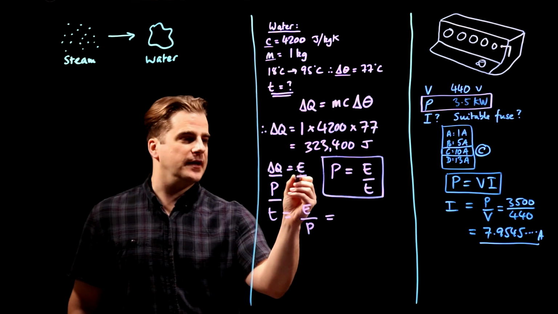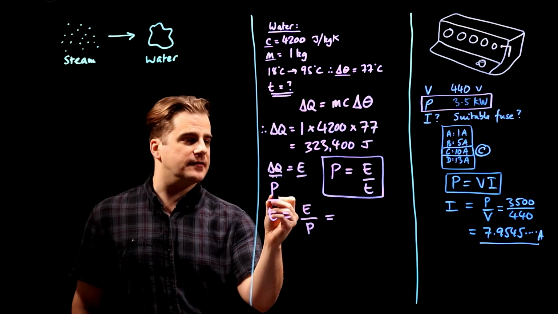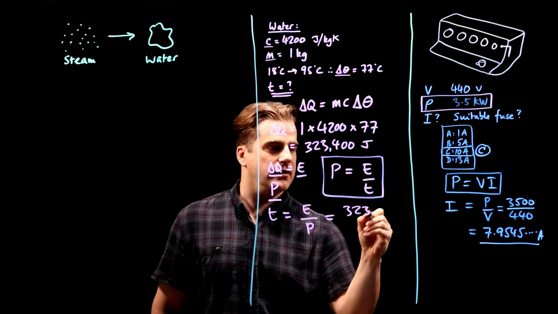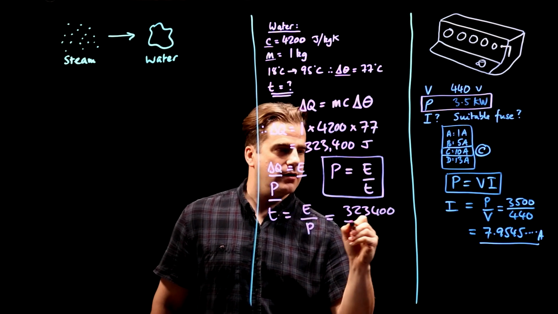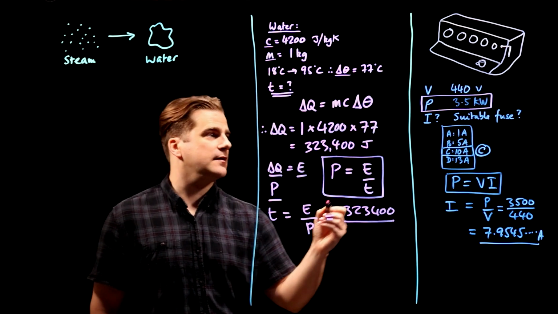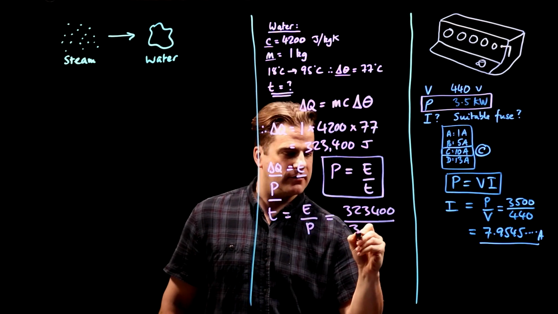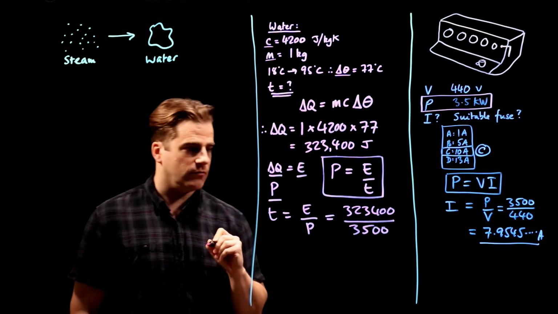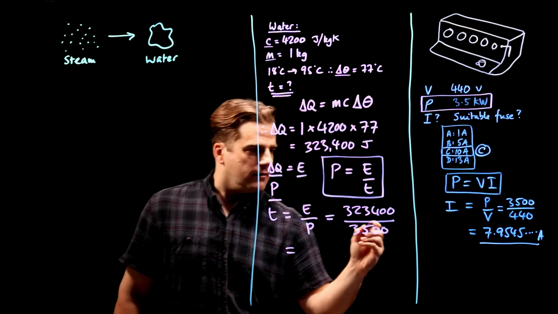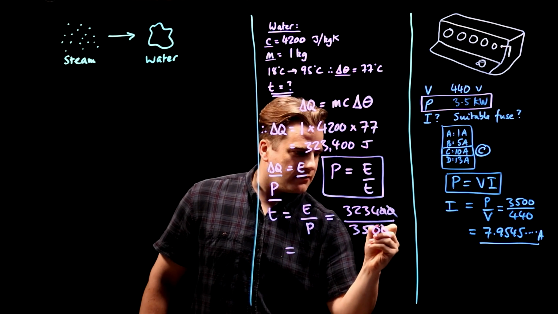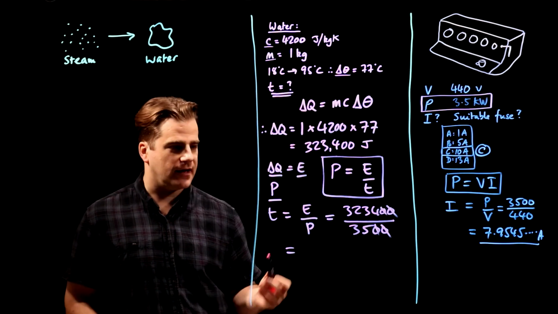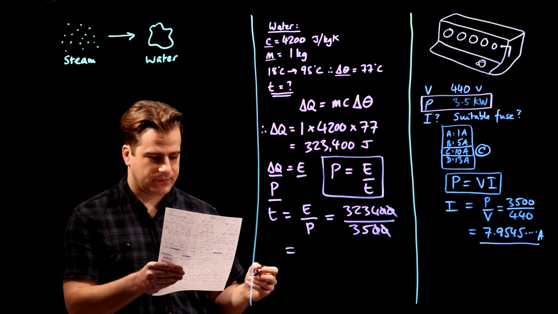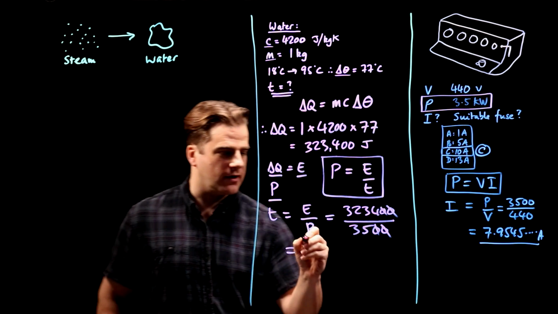Stick in the numbers. Like I said, the energy is the delta Q, that's 323,400. And the power is 3.5 kilowatts, so convert into watts, 3,500 watts. Have a bit of a cancel there, if you like. So stick that in your calculator and you get 92.4 seconds.